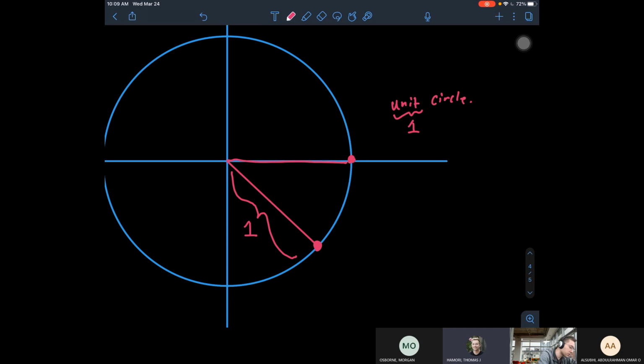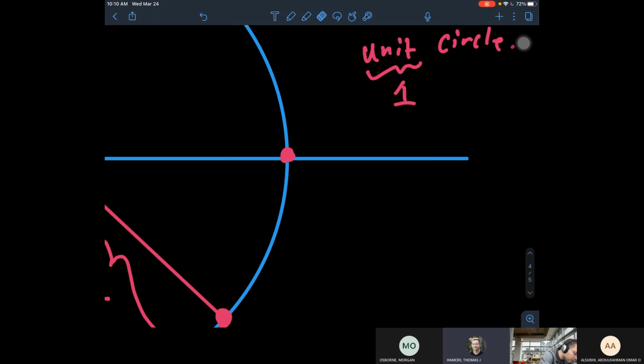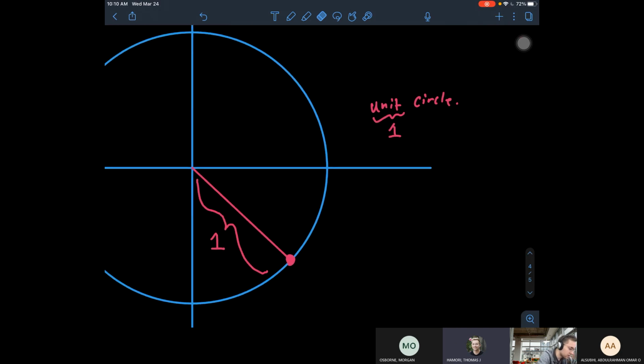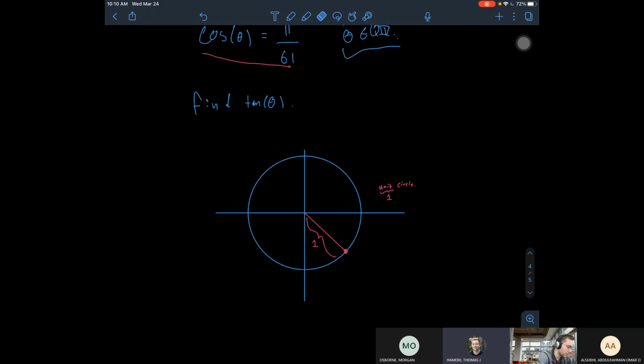So if I draw a line which goes from the center of the circle to the outside of the circle, no matter where I draw it, this length is always 1. In fact, that's the definition of a circle. It's the collection of points which are a certain distance away from the center of a point. Okay. So we have our unit circle here, and we know that that distance there is 1.